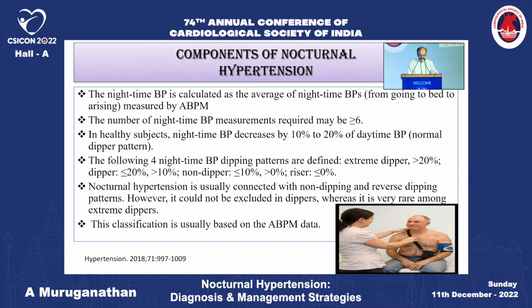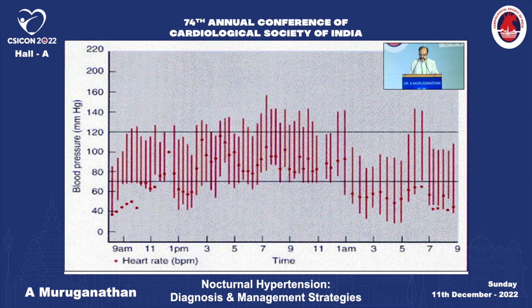Nocturnal hypertension is usually connected with non-dipping and reverse dipping. However, it cannot be excluded in dippers. It is very rare among extreme dippers. This classification is based on ABPM. And you see the normal ABPM. This is the dipper, more than 10%, and this is the morning surge.